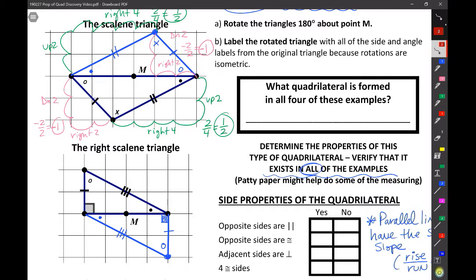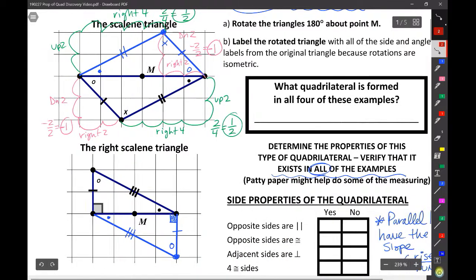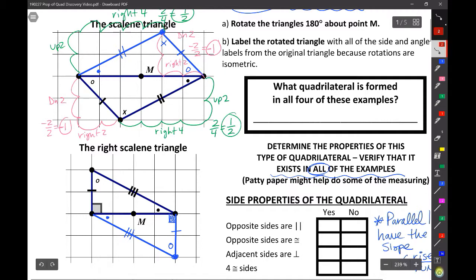So work with your shoulder partners, work with your teammates to determine on each of the examples below, are the opposite sides parallel? You'll do that by making sure to show your slope swoops and making sure to write out your slope calculations, and then checking also for opposite sides congruent, adjacent sides meeting at 90 degrees, and are all 4 sides congruent themselves, okay? So that's what you're working on right now.